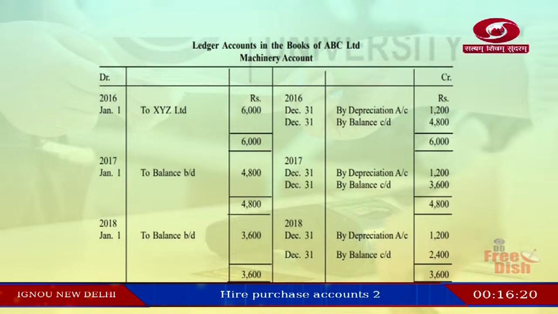Again we will charge depreciation on straight line basis. So by balance c/d 3600. So again it will be brought down next year. To balance b/d 3600. So by depreciation 1200, by balance c/d 2400. So this is how the asset account is prepared in the books of the hire purchaser.